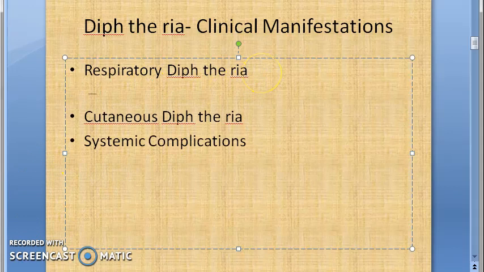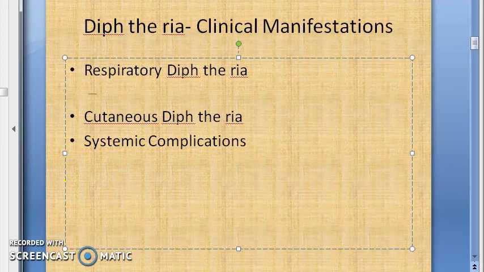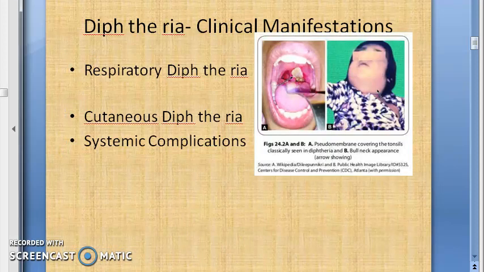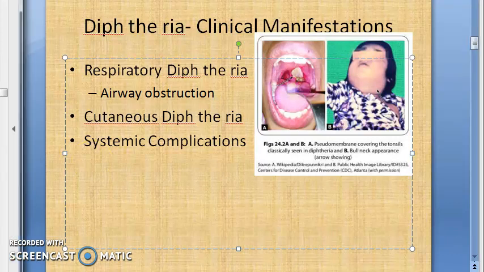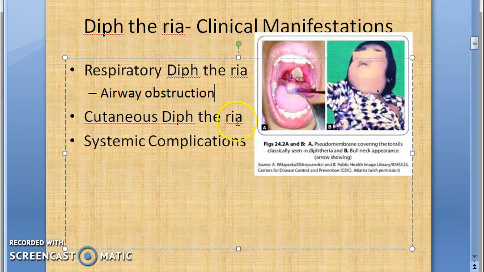In respiratory diphtheria, you will have what? Tonsils and pharynx are the most common sites, followed by the nose and larynx. In this case there is pseudomembrane formation, and here you can see the bull neck appearance. The pseudomembrane will start blocking the airways and may result in fatal airway obstruction. I'm telling you this just to show what exactly the patient will come with.